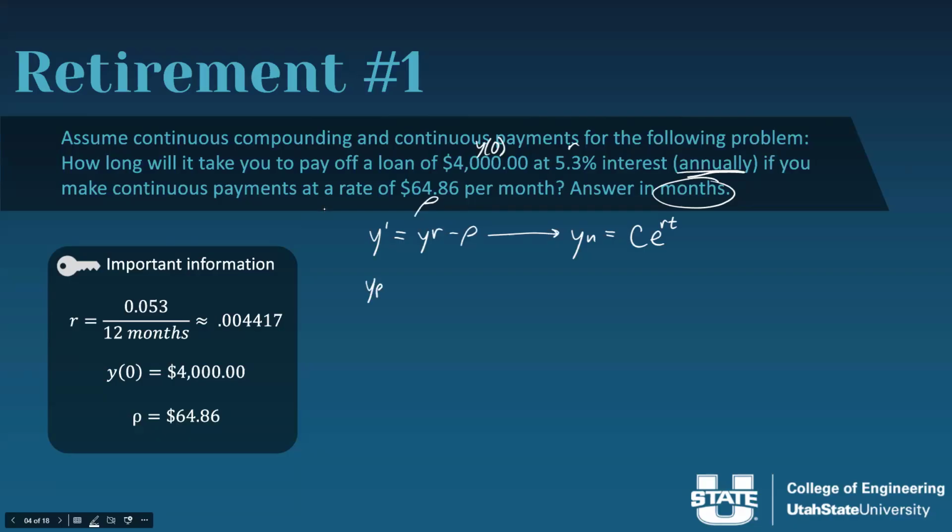Some particular solution is going to be, we're going to call it a variable A. And then we can take the derivative of that, which in this case is just 0. And then I can plug it back into my original equation: 0 equals yr minus p. Oh, and this is our particular solution still, right? Our yp is going to be equal to rho over r.